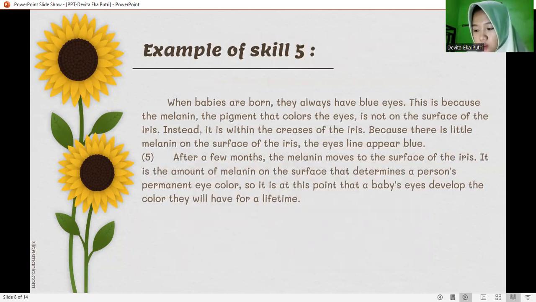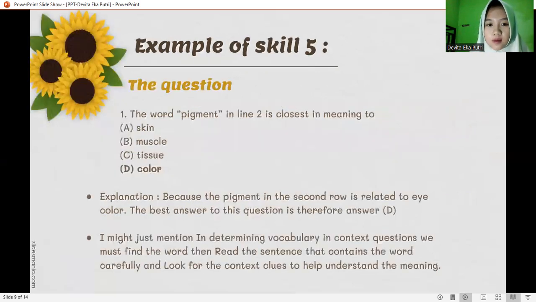You can see the reading text to answer the question. Okay, reading together. Okay, next the question. The question number 1. The word pigment in line 2 is closest in meaning to A, skin, B, muscle, C, tissue, D, color. Explanation: because the pigment in this cornea is related to eye color. The best answer to this question is therefore answer D.